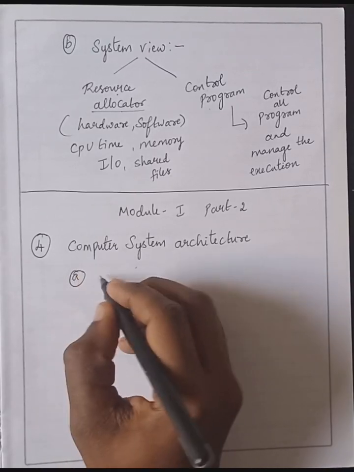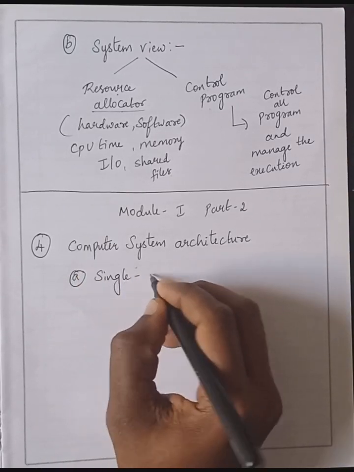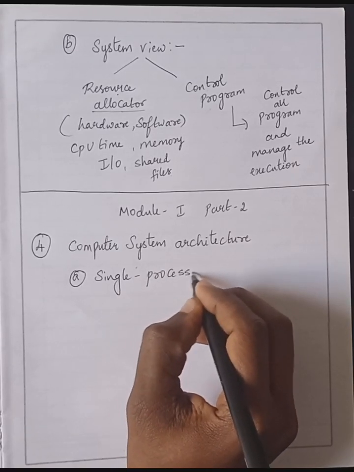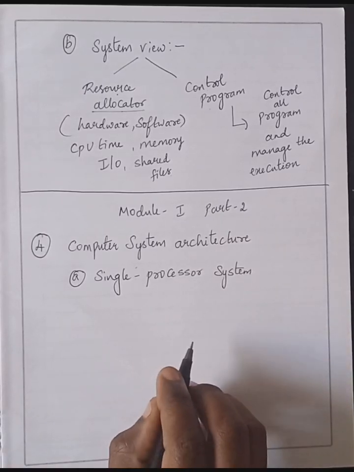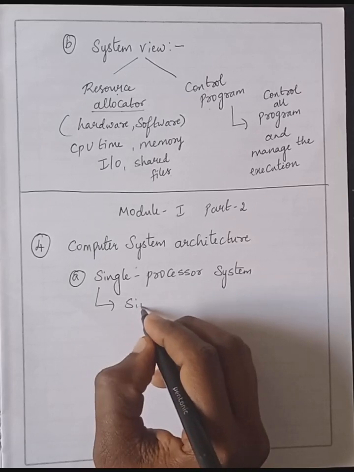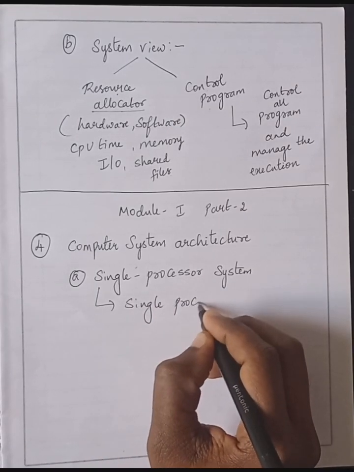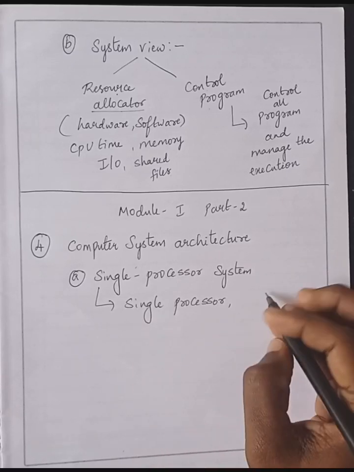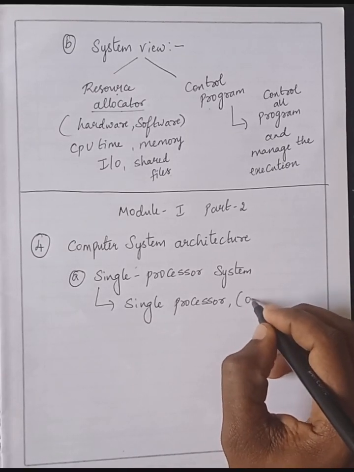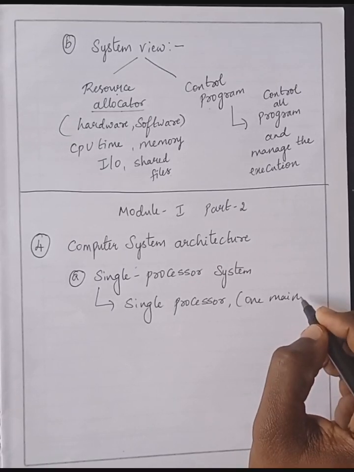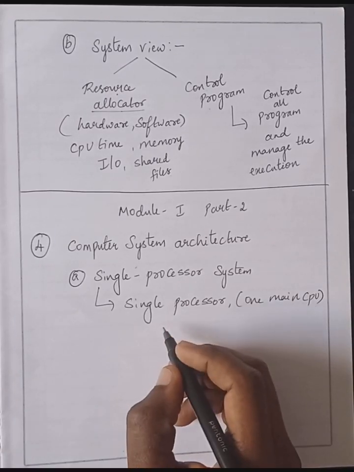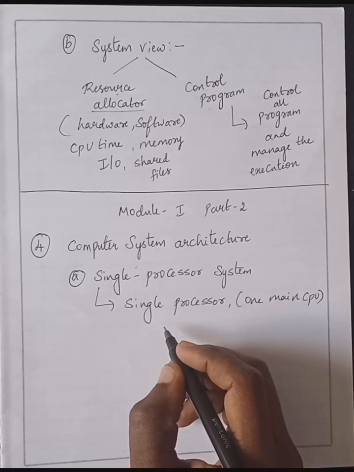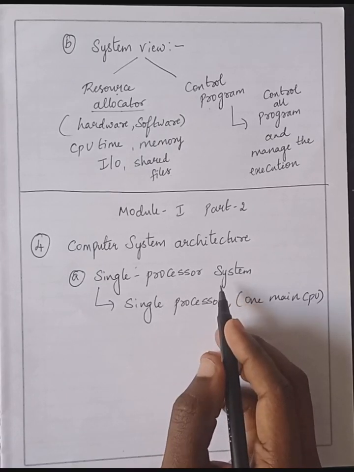The first one is the single processor system. The name itself says very clearly it's a single processor system. The single processor is going to handle all the CPU concepts. It will be the one main CPU, and it's going to handle all the tasks in the computer. It's going to execute all the instructions from the users. That is called a single processor system.